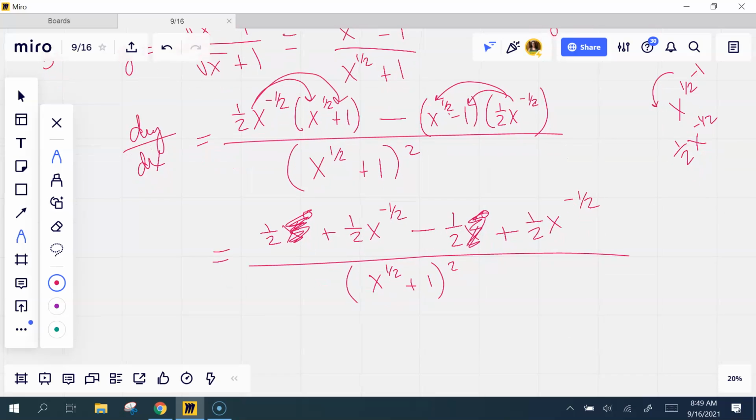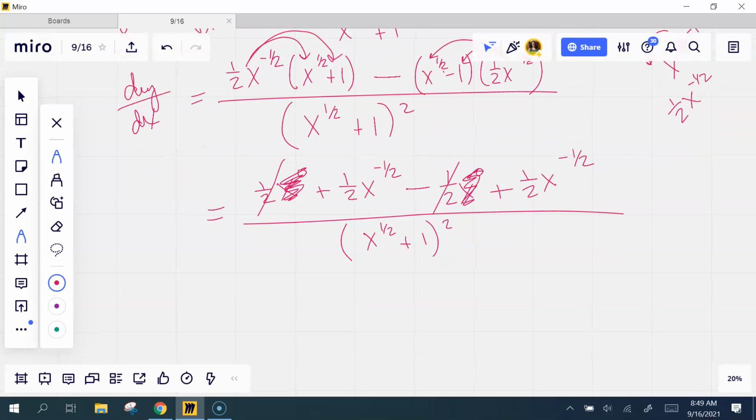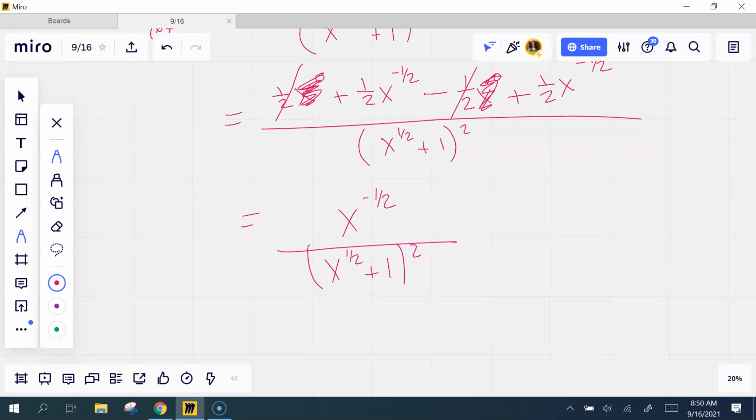All right, I have some like terms here. Those are gone. Look, that's nice, right? 1/2 x to the negative 1/2 and 1/2 x. So what does it become? It becomes x to the negative 1/2, a whole one, right? Over x to the 1/2 plus 1 squared. You could leave it like that. I don't know how the answer in your book put it. I don't even know what number we're on anymore.